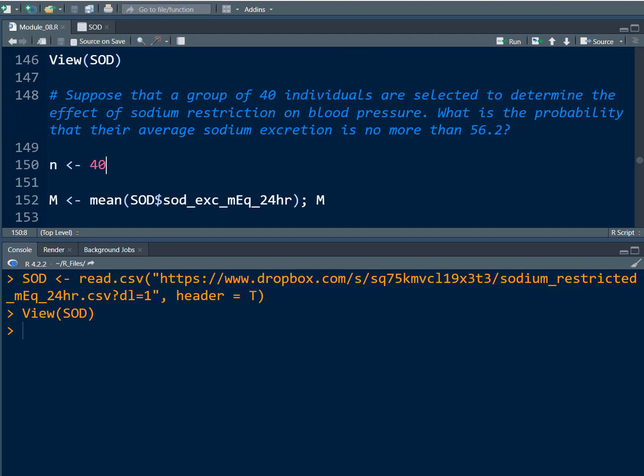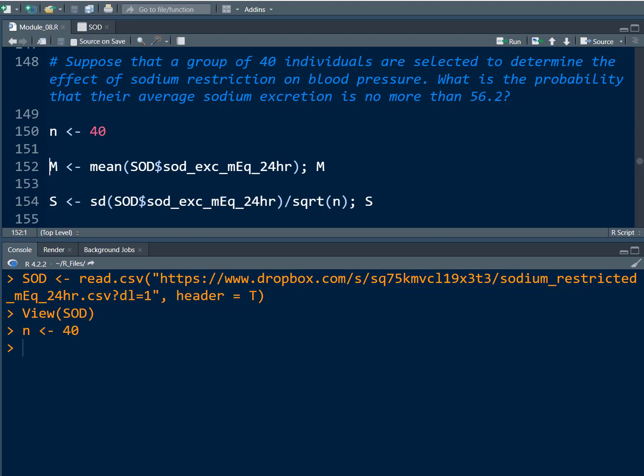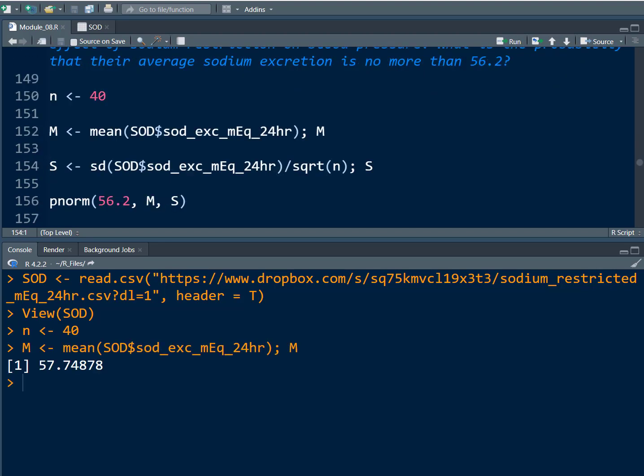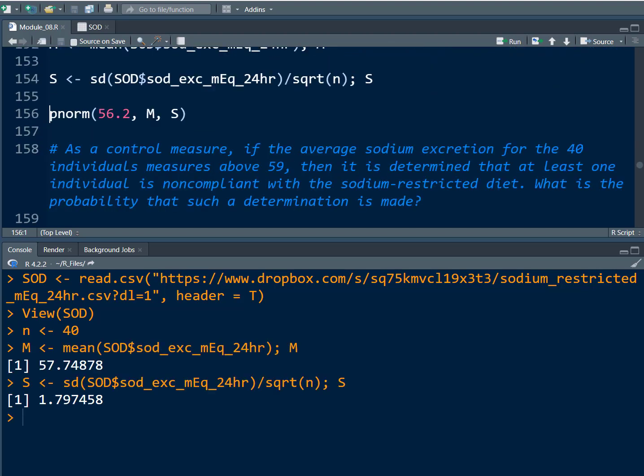Let's define n to be 40 and m to be the mean. Also, let's let s be the standard deviation divided by the square root of n. The probability that the average sodium excretion is no more than 56.2 is given by p norm 56.2, m, s, which equals 0.1944.